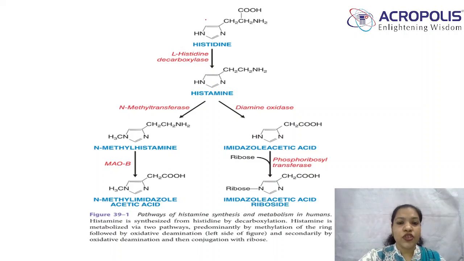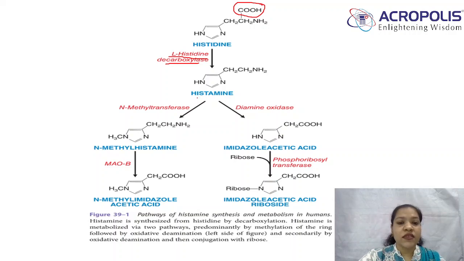So this is the structure of histidine, which also has an imidazolyl ring and an ethylamine, to which a COOH group is attached. This histidine, in the presence of the L-histidine decarboxylase enzyme, converts to histamine. Now we know decarboxylation means removal of this COOH group. So whenever the COOH group is removed in the presence of this enzyme, we get histamine.